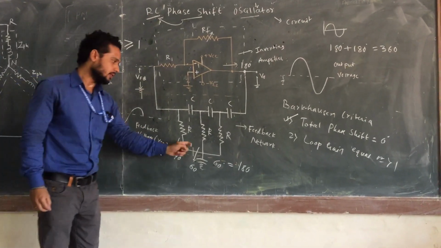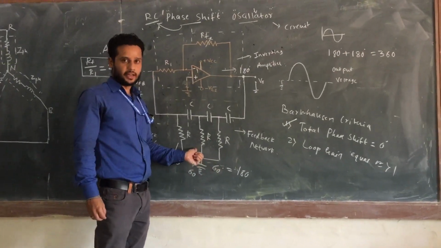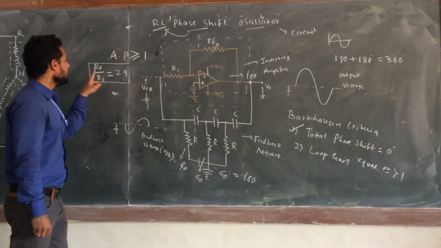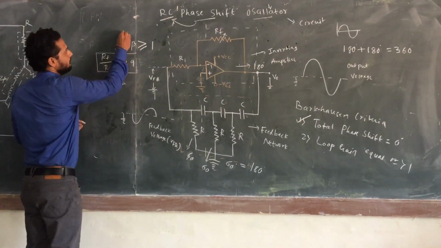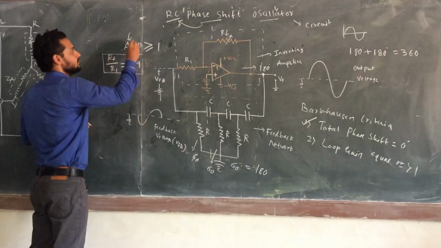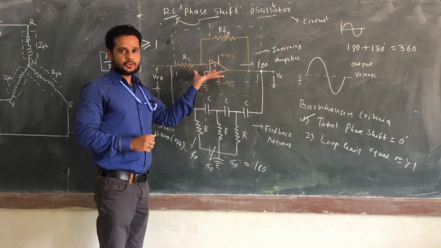If this feedback network produces 180 degree phase shift, then it will have an attenuation factor of 29. Then this amplifier gain, RF by R1, will be equal to 29. Now this amplifier gain will be set, but this feedback gain has to be adjusted. So here a tuning has to be done.